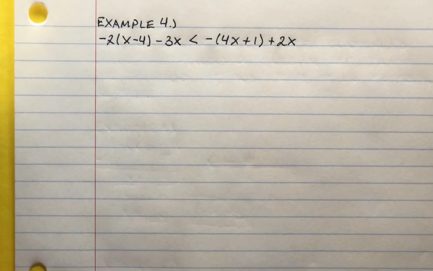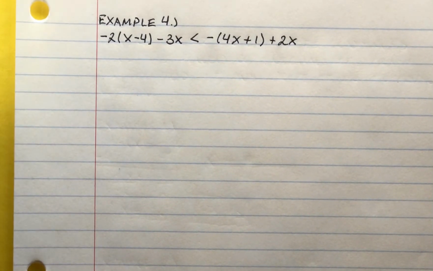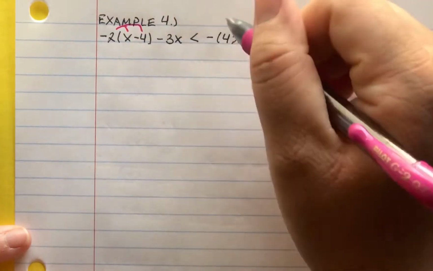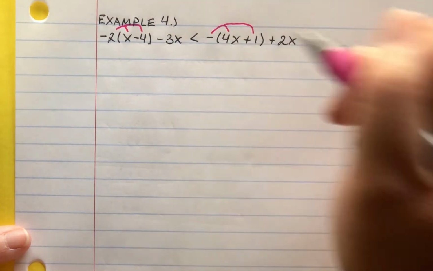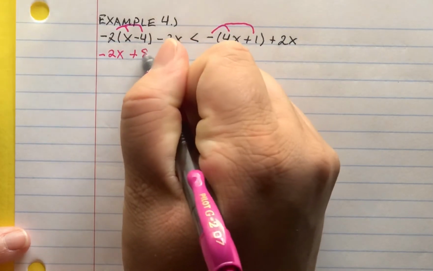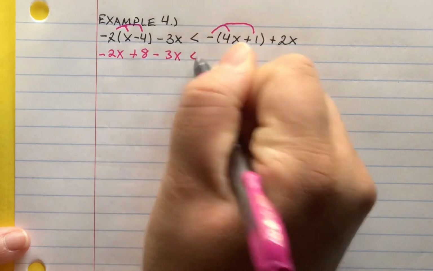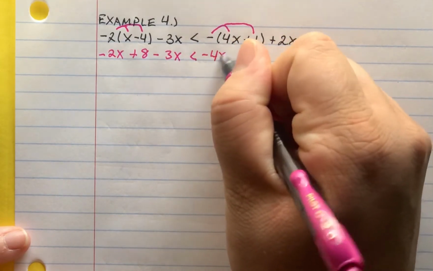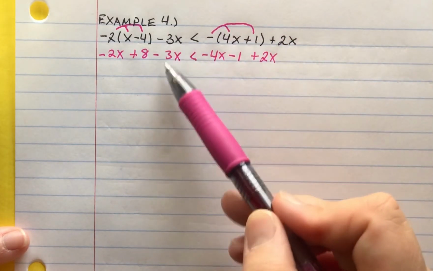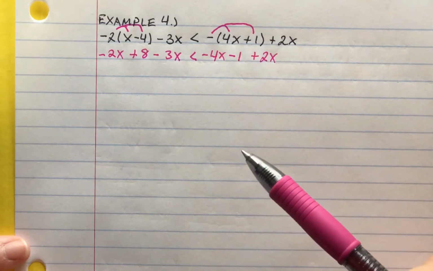Example 4, I have negative 2 times x minus 4 minus 3x is less than negative 4x plus 1 plus 2x. So I have some parentheses that I do need to get rid of. To get rid of these parentheses, I need to distribute the negative 2 and the negative 1. After I distribute, I will have negative 2x plus 8 minus 3x is less than negative 4x minus 1 plus 2x. You have to remember to bring the negative 3x down and the positive 2x down.